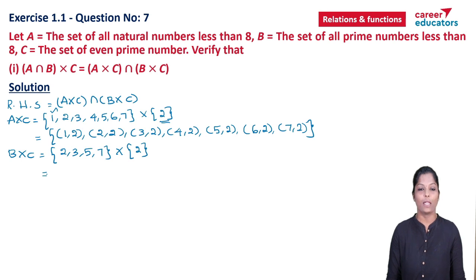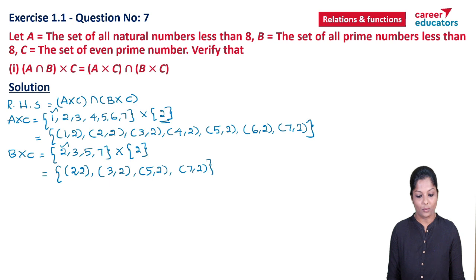To find B cross C, we have to pair each element of B with elements of C. First, we take the first element of B and pair it with 2. We will get (2, 2). Likewise, we do it for the remaining elements of B. We will get (3, 2), (5, 2), (7, 2). Now we got B cross C.